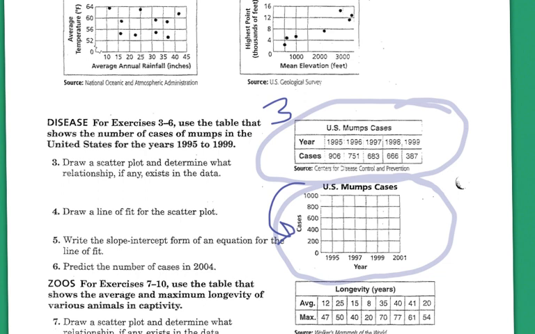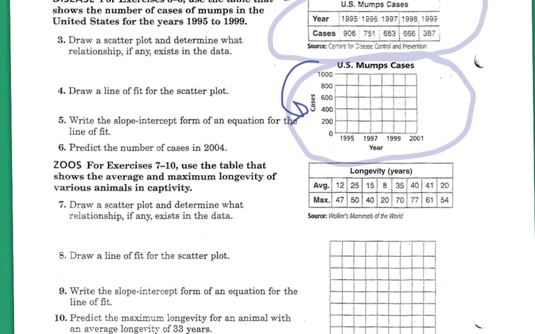Number 6 is asking you to make a prediction for the number of cases in 2004. So what you'll do is you'll take the equation that you created in number 5. You're going to put in 2004 for x, and then figure out what y is. Or, yeah, I said that correctly.